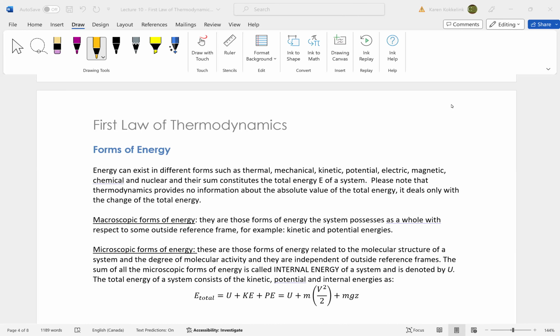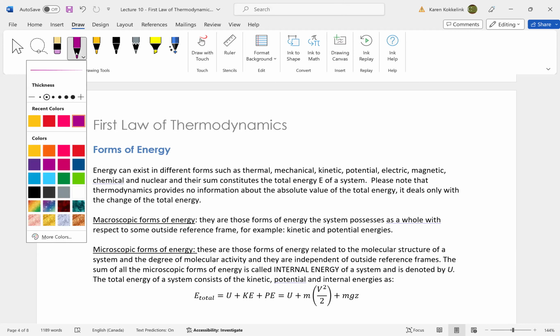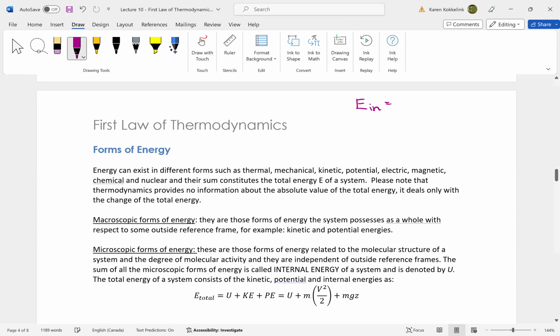In order to know how to use the first law of thermodynamics energy equation, we have to know which energies are going to be used. The first law of thermodynamics, of course, says energy can't be created or destroyed. It can only change form. In its simplest form, it just says any energy that goes in would be the same as the energy that goes out.